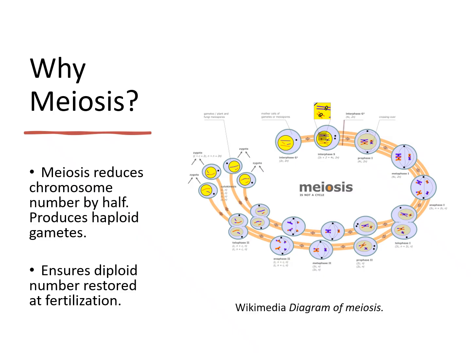Meiosis is the process that reduces the chromosome number by half, producing haploid gametes. This ensures that when fertilization occurs, the offspring has the correct diploid number of chromosomes.